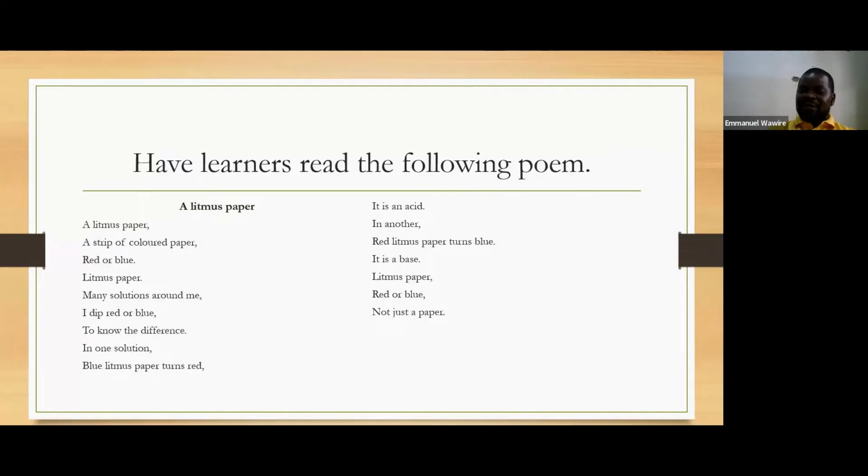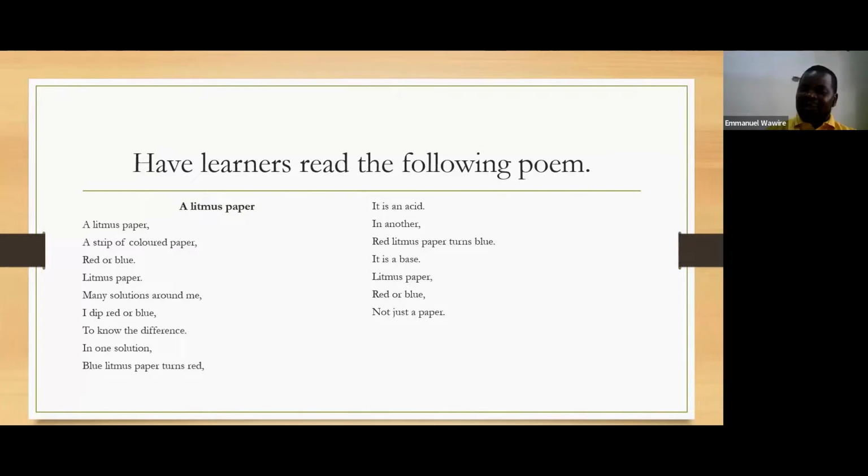A litmus paper. It's a strip of colored paper. It can be red or blue. Litmus paper. Many solutions around me. I dip red or blue to know the difference. In one solution, blue litmus paper turns red. It's an acid, I've concluded. In another, red litmus paper turns blue. It's a base.